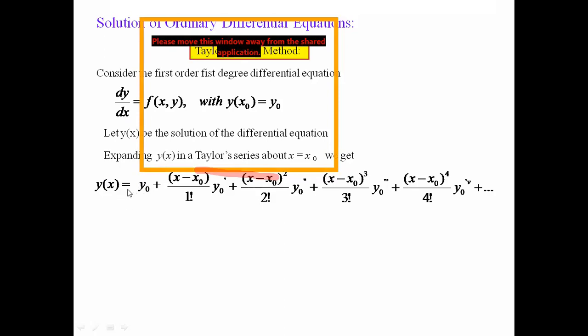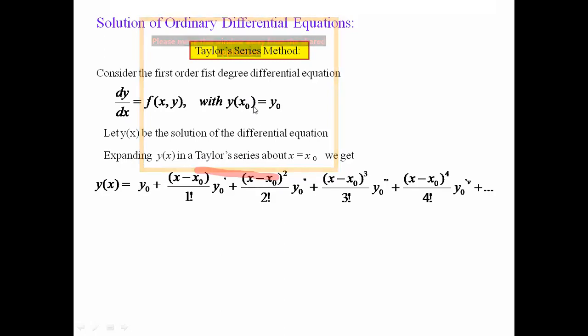But actually, this must be solved at a point very near to this. Suppose that x0 is given. If you want to find the value of y at x1, x1 is nothing but x0 with a small number added, that is x0 plus h. h should be a very small number. In that case only it gives the answer.